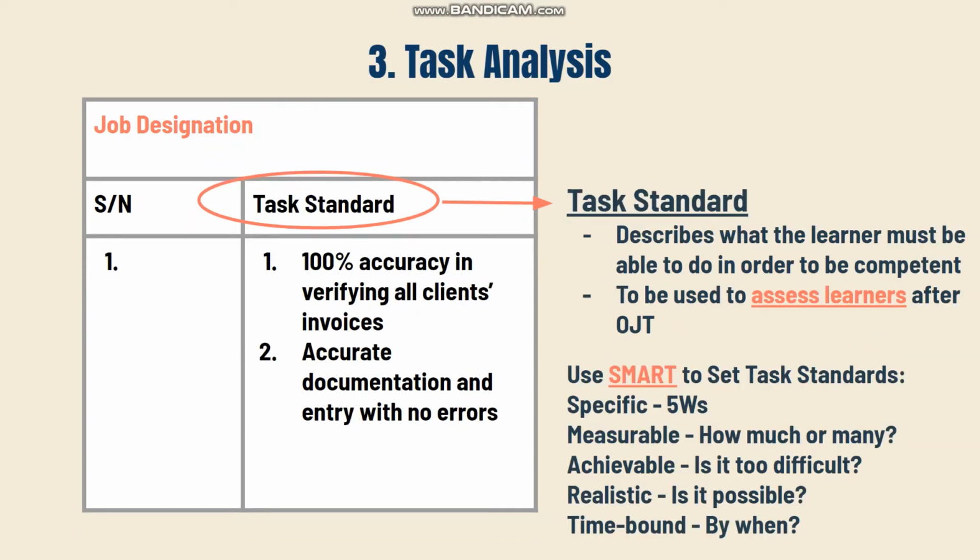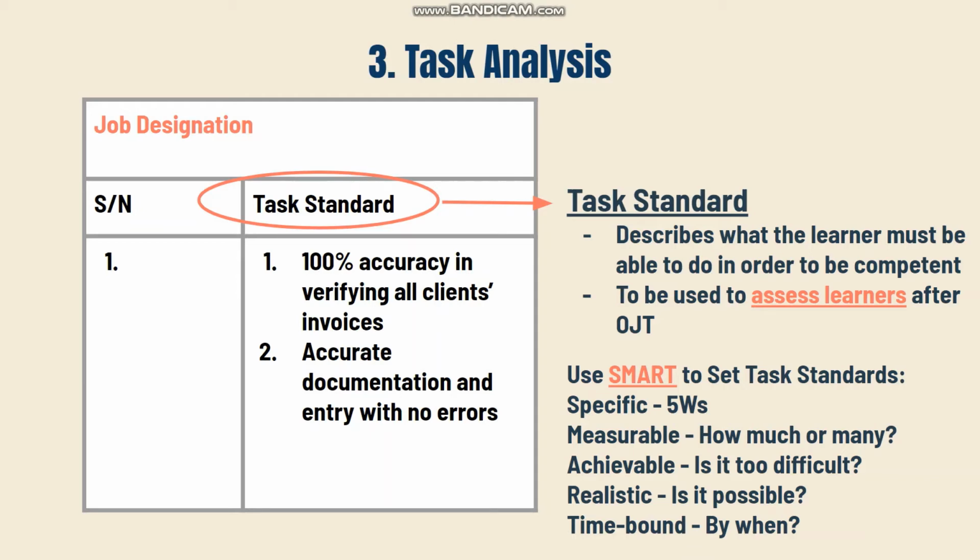Next, task standard describes what the learner must be able to do in order to be deemed competent. Task standard is a criteria to be assessed as competent. It will be used to assess the competency of learners after the OJT. And you should be using SMART guidelines when setting the task standards.